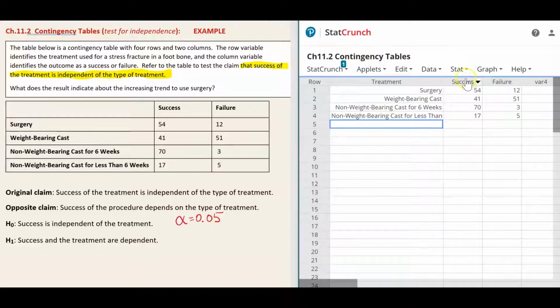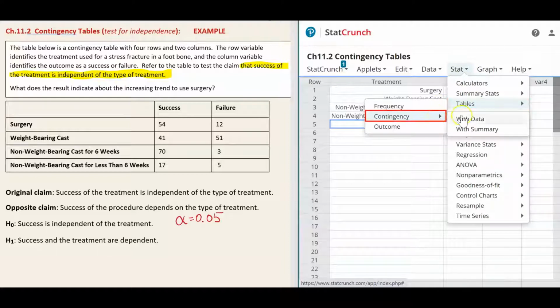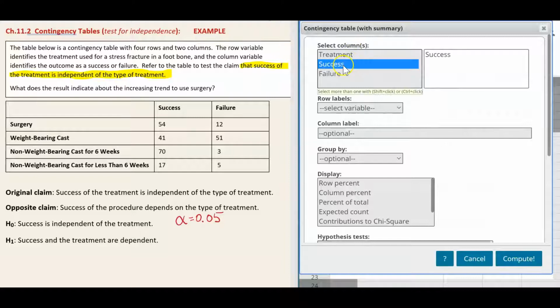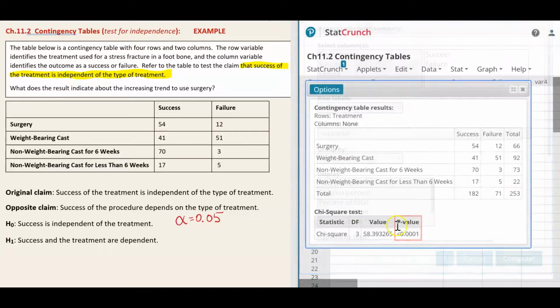To do the test for independence in StatCrunch, go to Stat, Tables, because we are working with a table, Contingency, With Summary. We don't have raw data, we're working with summary statistics, with frequencies. Select columns success and failure. The row variable will be in column treatment. Compute. Let's write down the p-value.